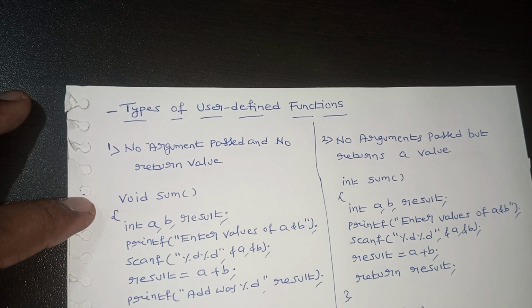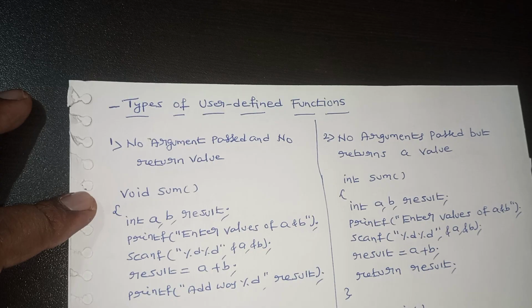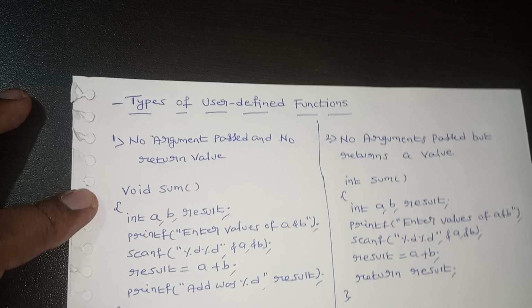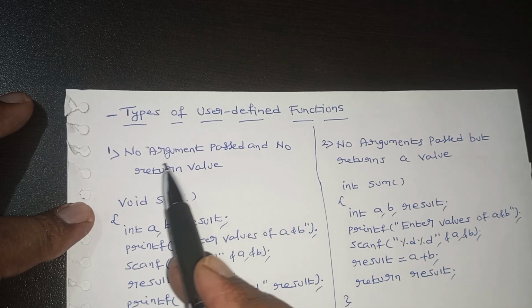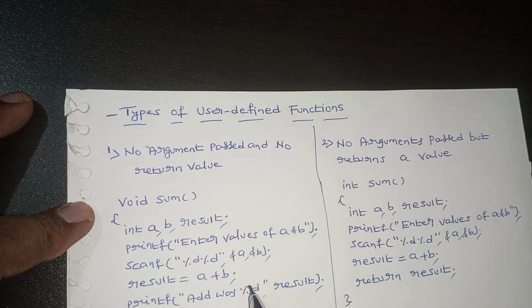So what we are discussing is user-defined function. Already you know, what is the meaning of user-defined function? I am a user, I am defining my own function for my purpose. That is called user-defined function. Now, what are the four types of user-defined function in the C programming language? First of all, no arguments passed and no return value. That is the first type.